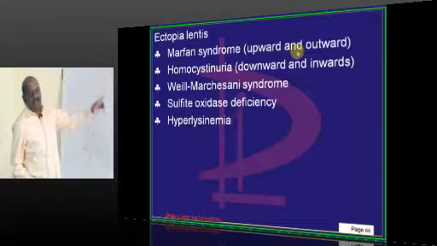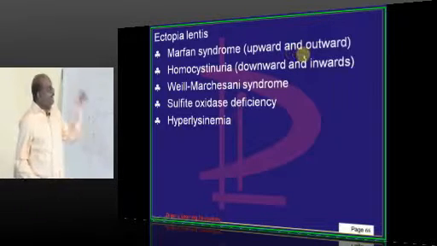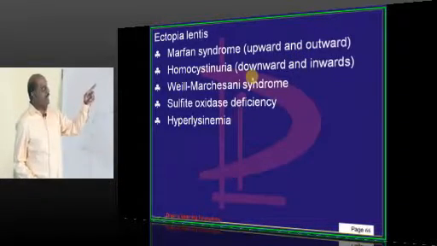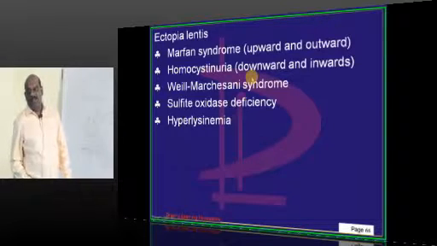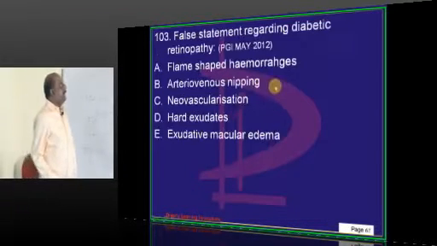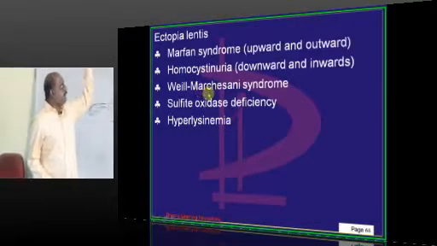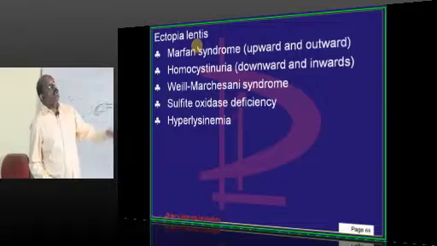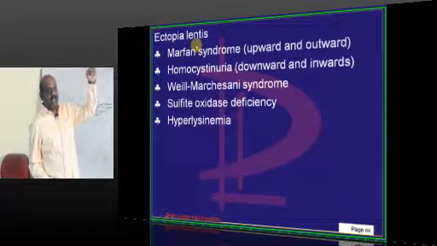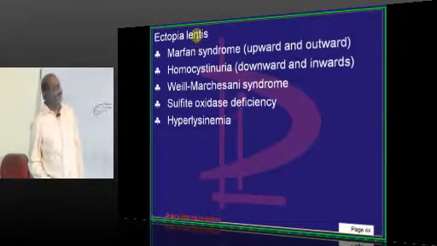Common question: in Marfan, how is it dislocated? Upward, outward. Homocystinuria is downward, inward. That is what you have to ultimately remember. We said Marfan is a tall guy, so you need to look upward, outward.